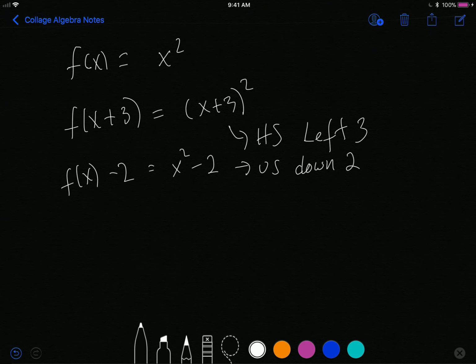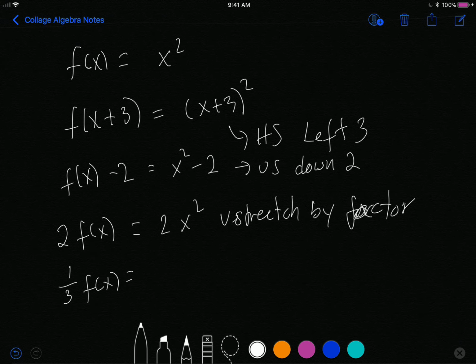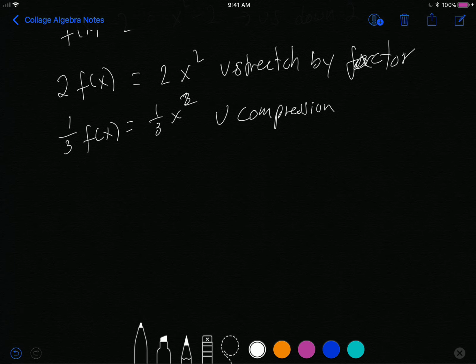If I have to multiply, so 2 times f of x, that is a 2 times x squared, a vertical stretch by factor 2. If I wanted to compress it, I would use a fraction. F of x equals 1/3 x squared, so that's a vertical compression. And if I want to reflect it, I would use a minus sign in front.